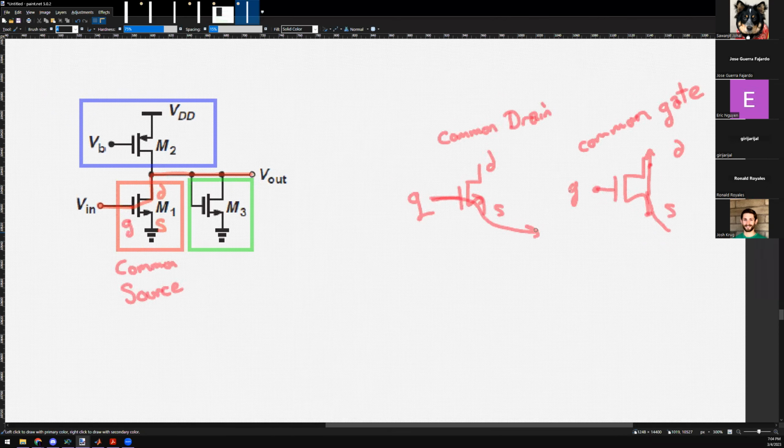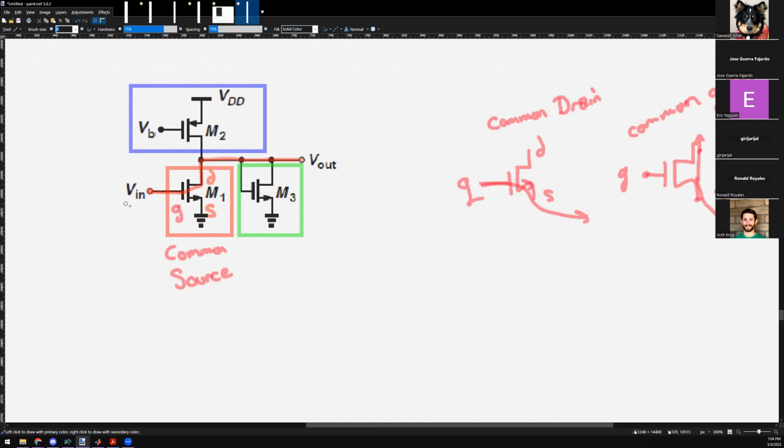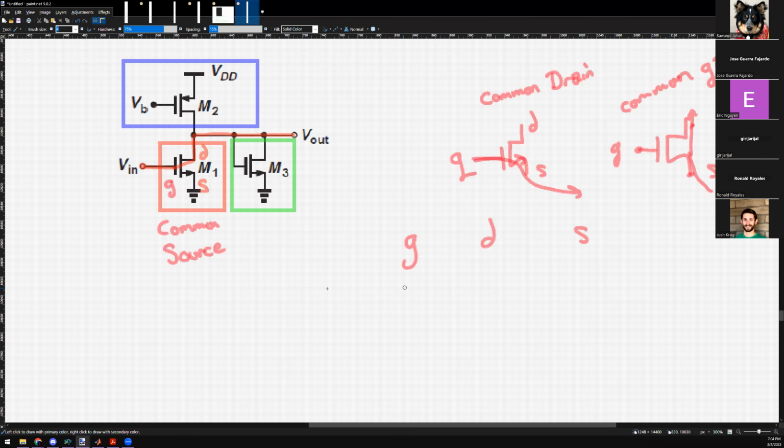Next question. Can I input signals onto the gate? Is that allowed? Yes, it is possible to input to the gate. VGS is allowed to be perturbed. So my inputs are either VGS or the source. Am I allowed to input into the source? Yes, I can. Am I allowed to input into the drain? You are not allowed to input to the drain.